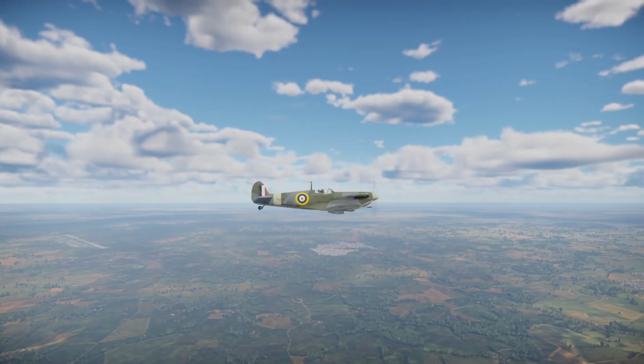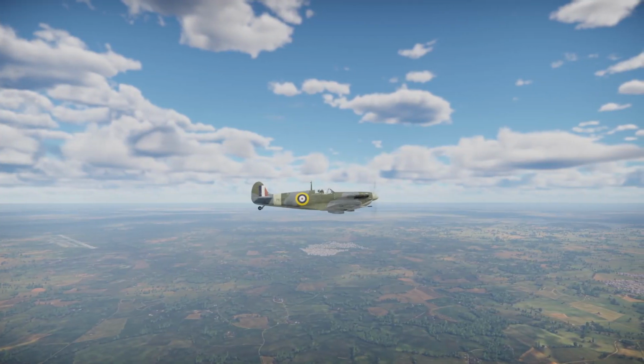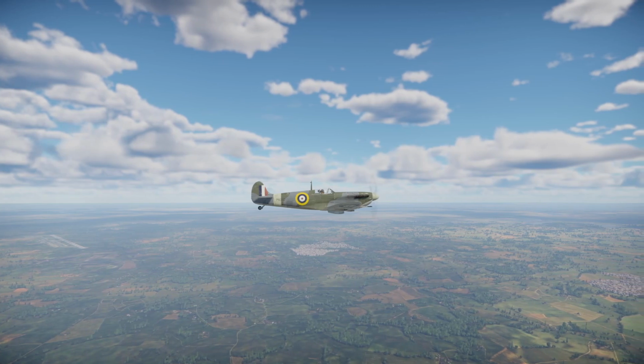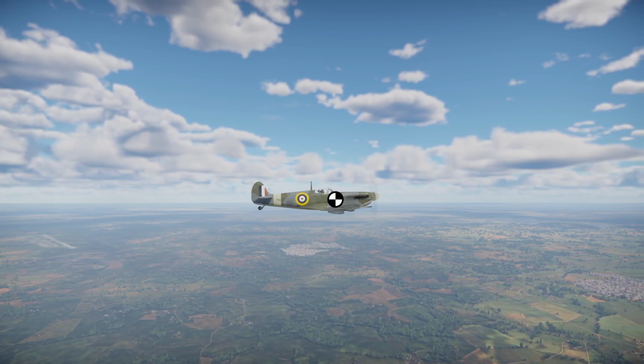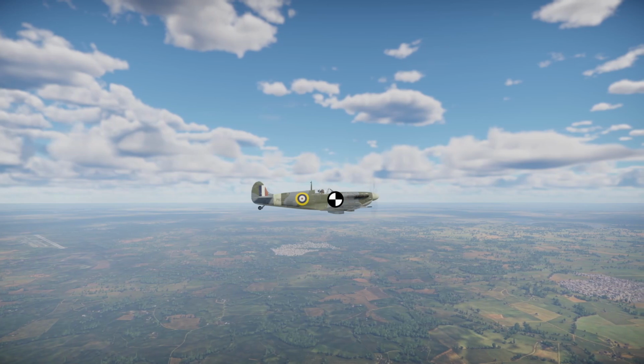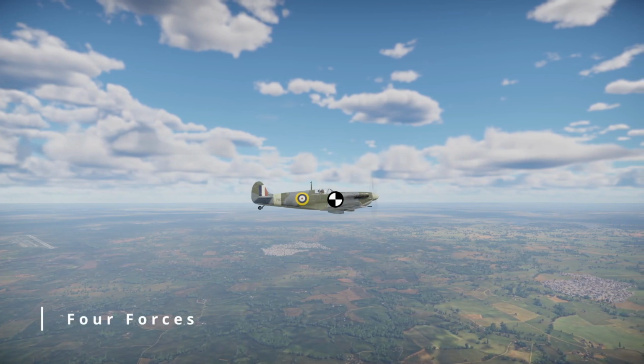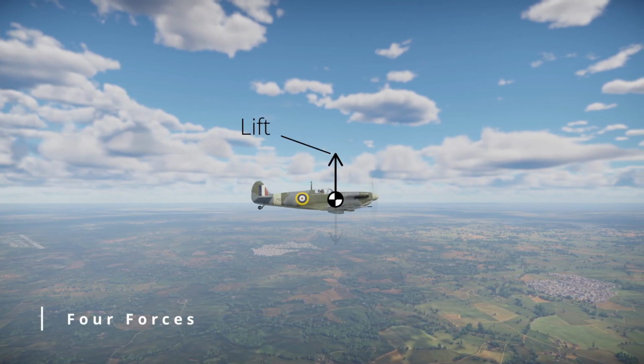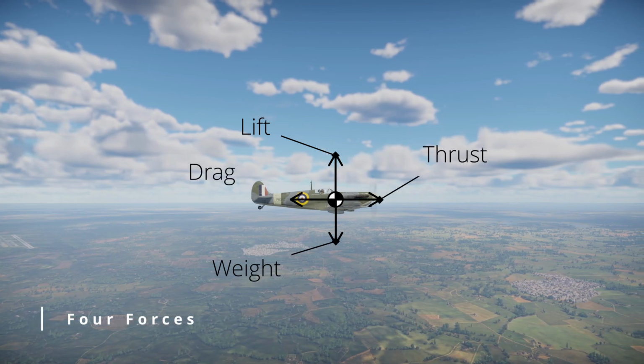So, let's look at the Spitfire Mark IIB in level flight. If we take this whole plane to be the system that we are analyzing, then we can say that there are four forces acting on it. Those are lift, weight, thrust, and drag.